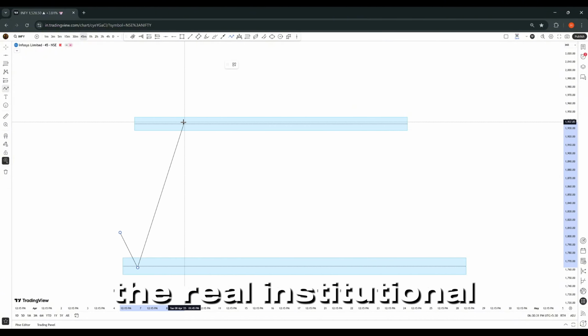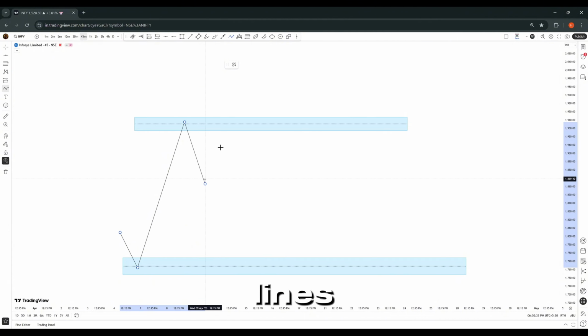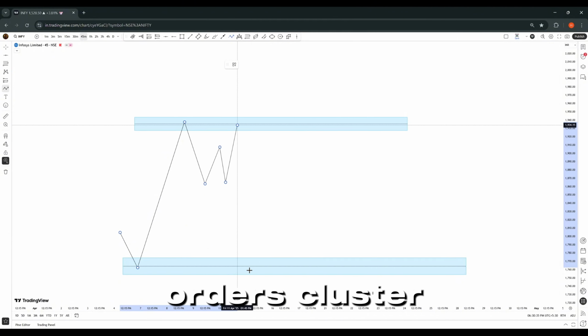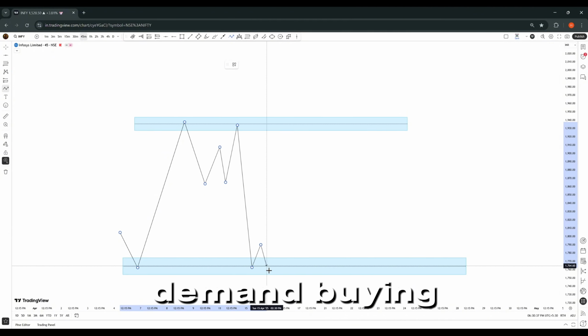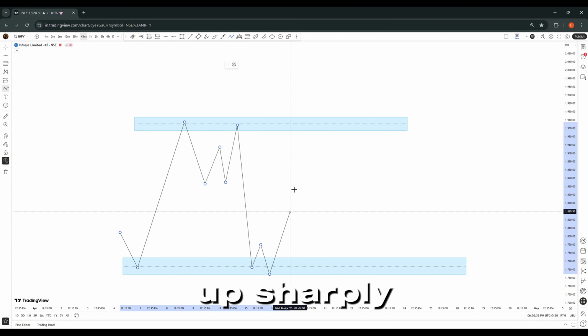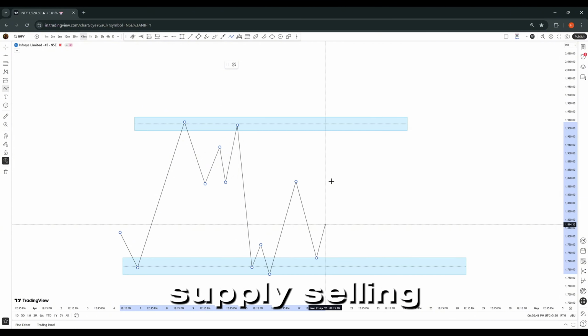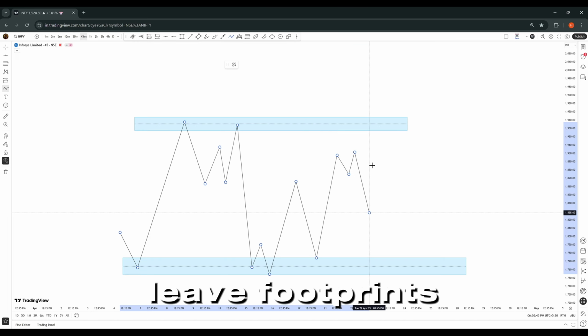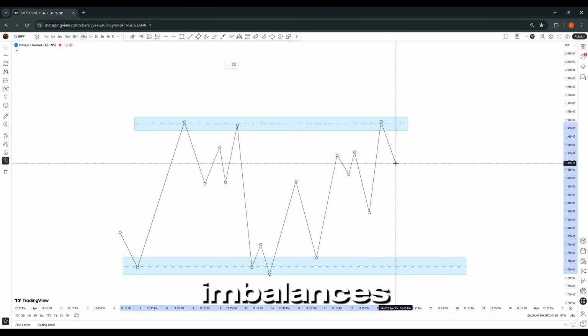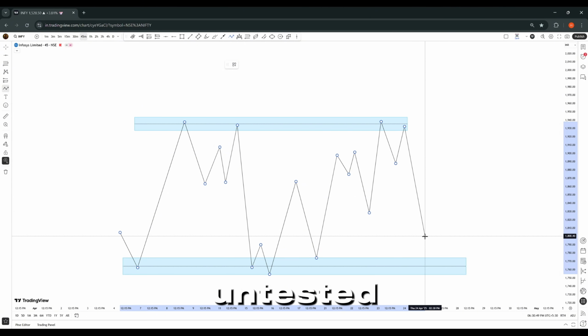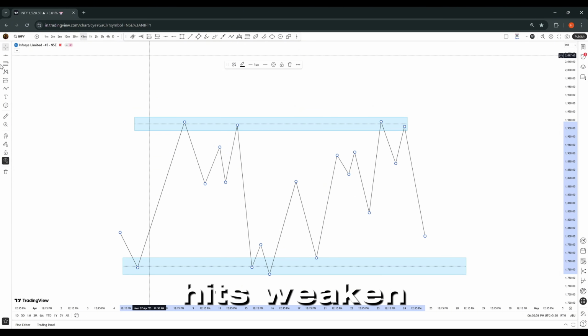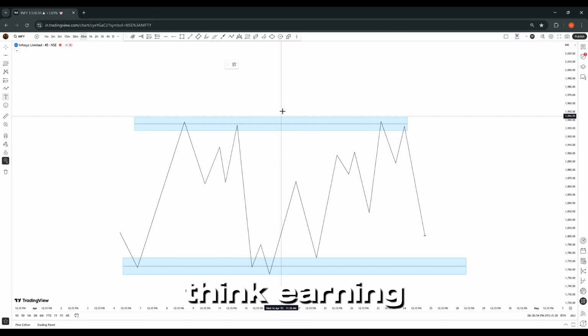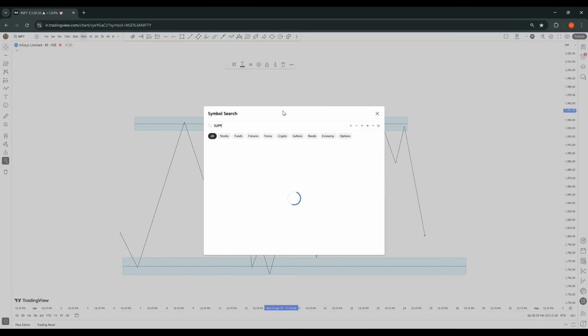The real institutional edge. These aren't lines, they're areas where big orders cluster. Demand: buying zones where price reverses up sharply. Supply: selling zones with down reversals. Why? Institutions leave footprints, explosive candles from imbalances. Fresh, untested zones are strongest. Repeated hits weaken them. In NSE, think earnings spikes creating demand.